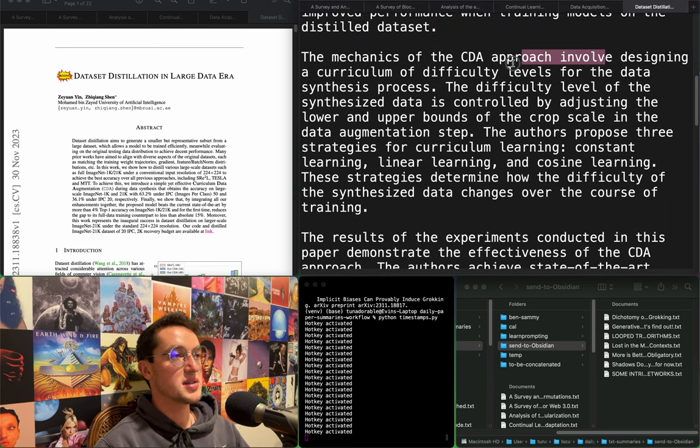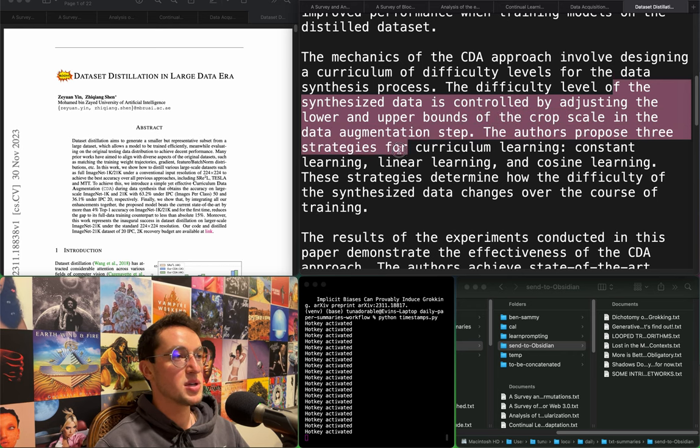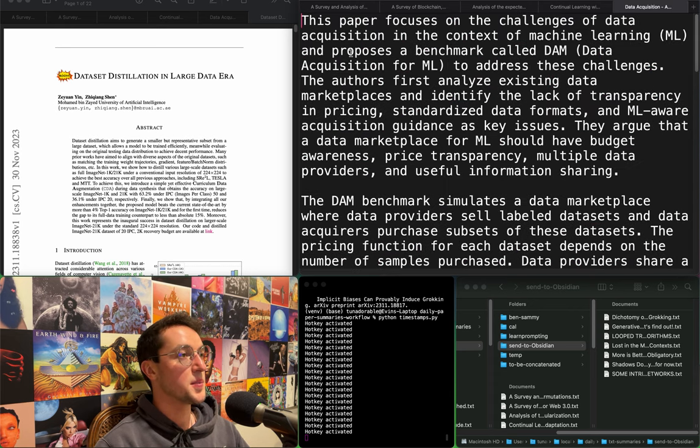Mechanics involve designing a curriculum of difficulty levels for the data synthesis process. The difficulty level of the synthesized data is controlled by adjusting the lower and upper bounds of the crop scale in the data augmentation step. Propose 3 strategies for curriculum learning. Constant learning. I don't care enough, honestly.